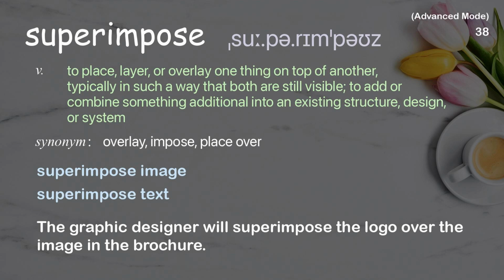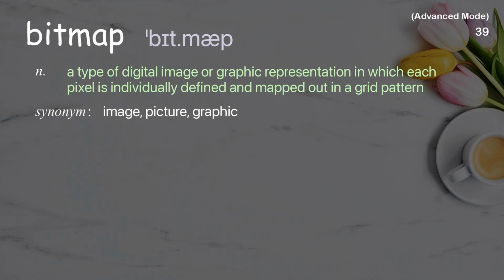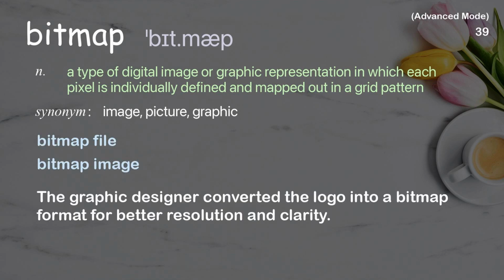Bitmap. A type of digital image or graphic representation in which each pixel is individually defined and mapped out in a grid pattern. Examples: Bitmap file, bitmap image. The graphic designer converted the logo into a bitmap format for better resolution and clarity.